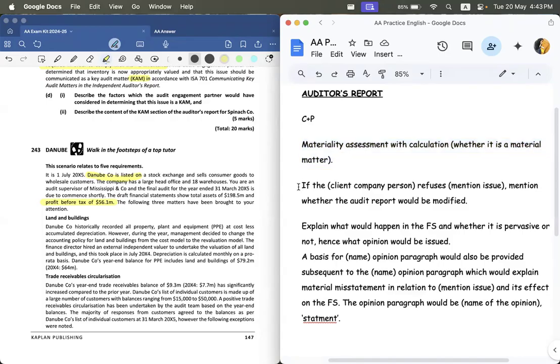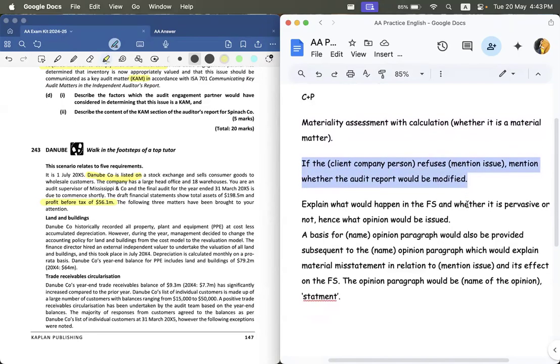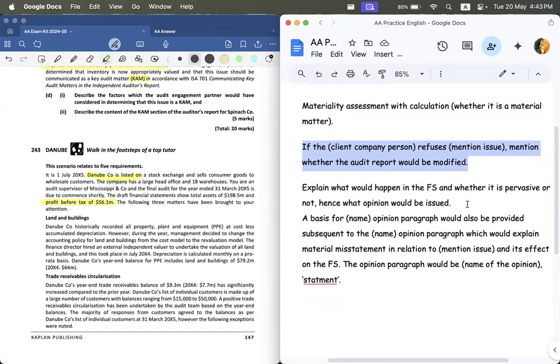And the third paragraph would mention whether the company is ready to amend that. Clear? Okay. So in accordance with that, you're going to mention whether or not the auditor's report should be modified. Clear? And then you're going to mention what would happen in the FS, that is whether or not it is pervasive or not pervasive, or how the opinion would be issued based on that matter.